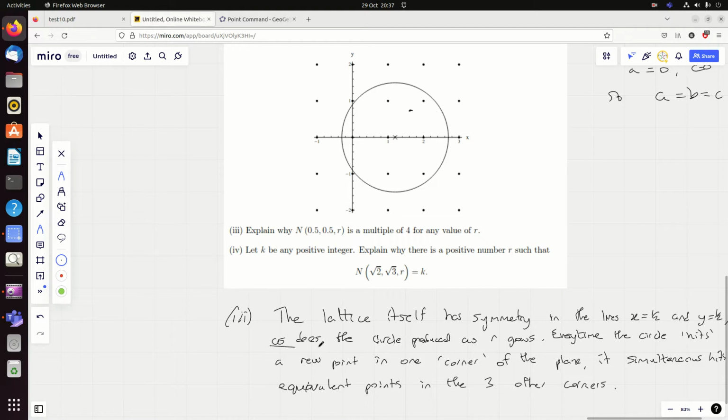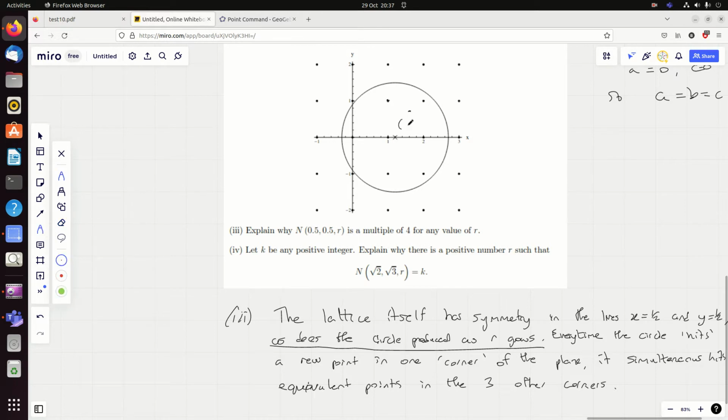I said that the circle also has reflective symmetry in the line x equals a half, y equals a half. But the lattice points aren't symmetrical around that if you had x equals root 2, y equals root 3. But we've already proved anyway that if you pick any point, the distance from root 2, root 3.